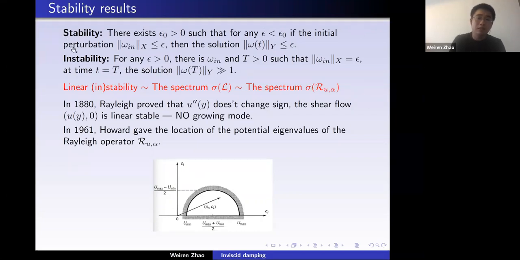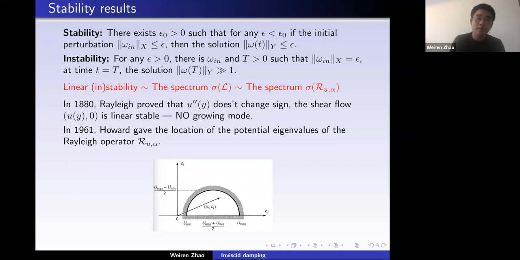This kind of stability and instability, we have two different sides. One is the linearized and the other one is nonlinear. So the linear stability or instability is closely related to the spectrum of this linearized operator, of course, the spectrum of the Rayleigh operator. In the 1880s, Rayleigh proved that if the profile is convex, then the shear flow is linearly stable. Actually, he proved that the Rayleigh operator here has no growing mode.